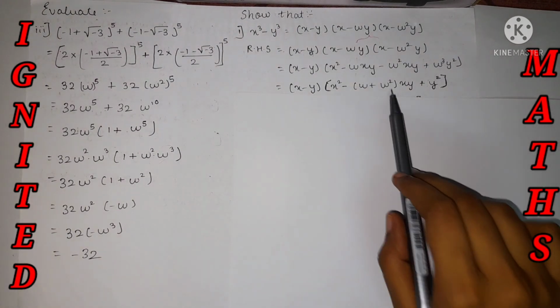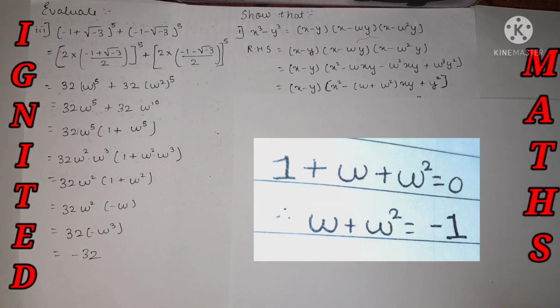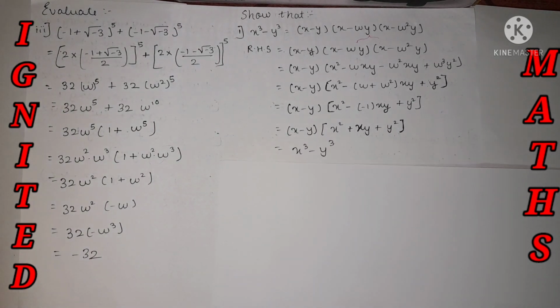And here omega plus omega square, just use my second property of the pillar. It's nothing but minus 1. Just use it, and we are done. Now just do the multiplication, and I got the answer as x cube minus y cube, and this is nothing but my LHS value.